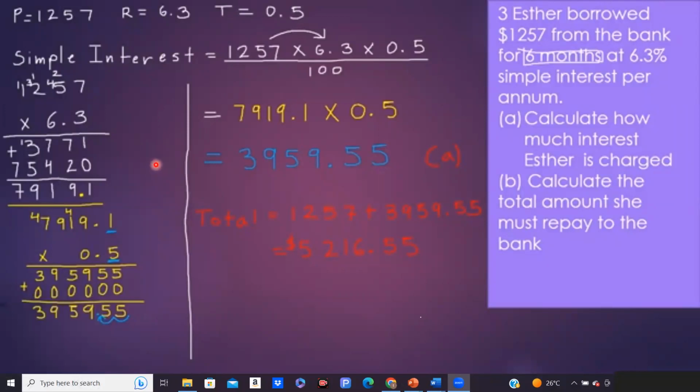With exercise number 3, if you notice, this was the principal, no zeros in the back. This was the interest rate, and this is the time in years. So all we did was multiply everything: multiply the 1,257 by 6.3, and multiply that by 0.5. After you finish that, just divide it by 100. Okay, I probably looked past that, but thank you. No problem.